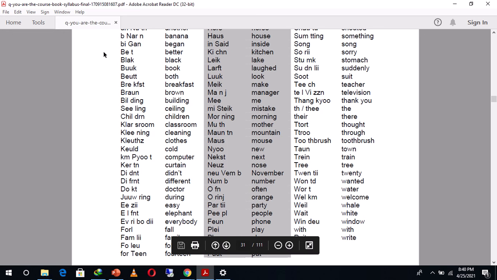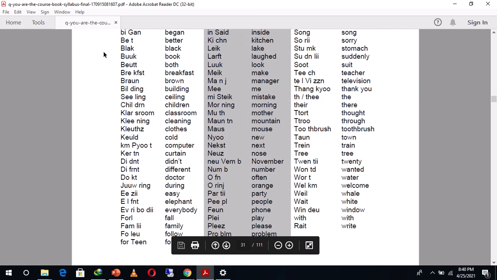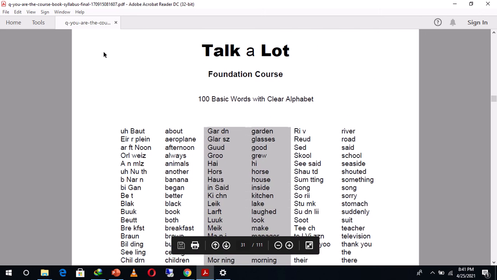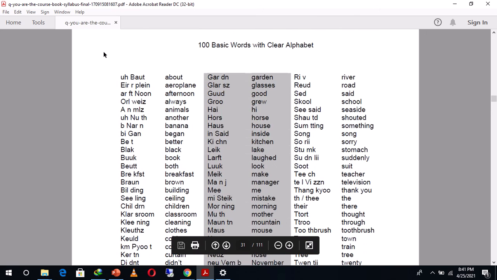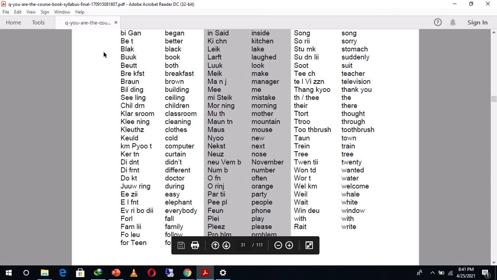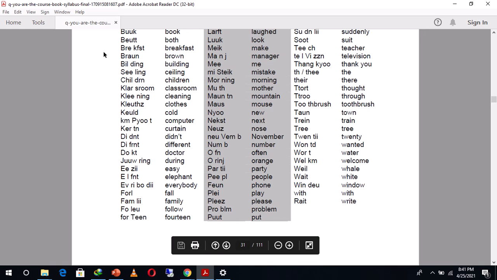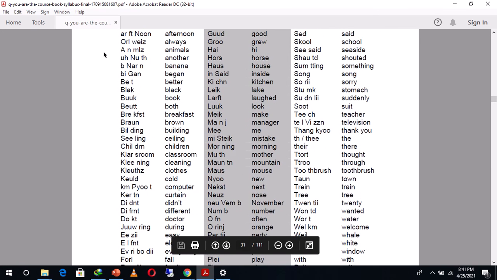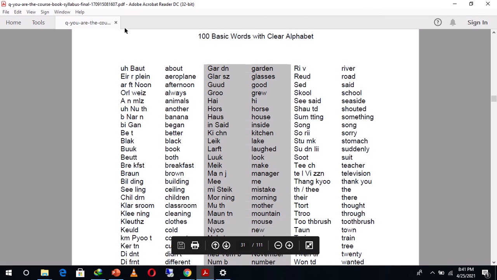Elephant, everybody. Like a fall, fall. There must be a R sound over there. Fall. It's a family. Not family, family. Okay. There's another word which is known as follow. 14. Follow. 14.